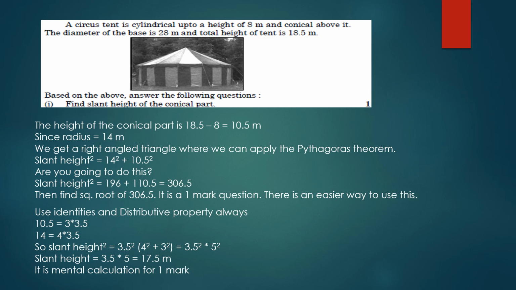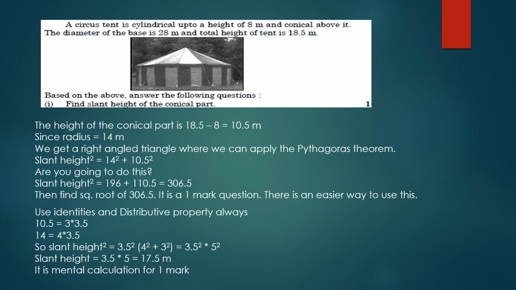10.5 is 3.5 times 3. So you see, from 14 square, you get 14 as 3.5 into 4. So 14 square is 3.5 square into 4 square. 10.5 square is 3.5 square into 3 square. 3.5 square is common, take it out. You have 4 square plus 3 square, which is a Pythagorean triplet.